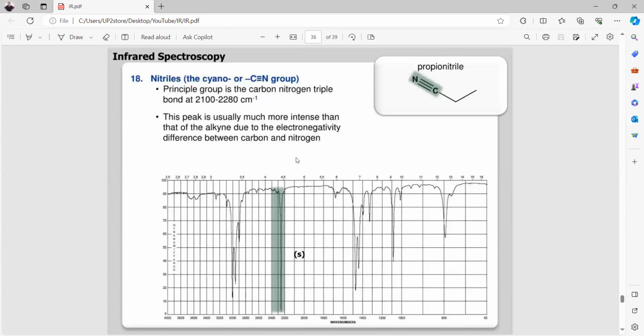So let's discuss nitriles and the CN, or C triple bond N, group. As an example, propionitrile. The principal group is a carbon-nitrogen triple bond at 2100 to 2280. This peak is usually much more intense than that of the alkyne due to the electronegativity difference between carbon and nitrogen. So if you have this signal above 2200, it describes the presence of C triple bond N.